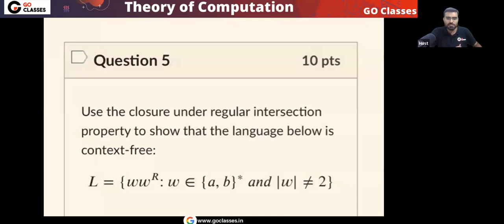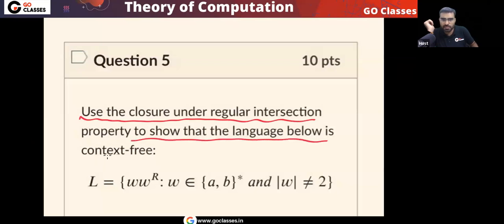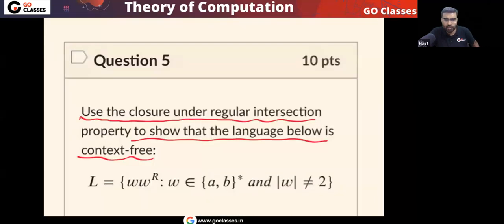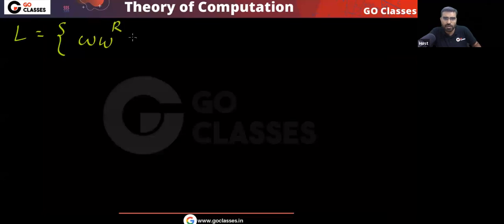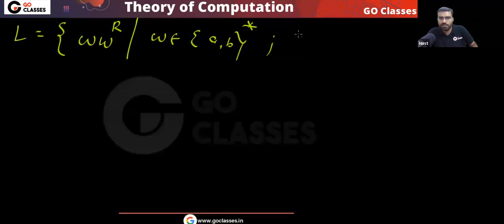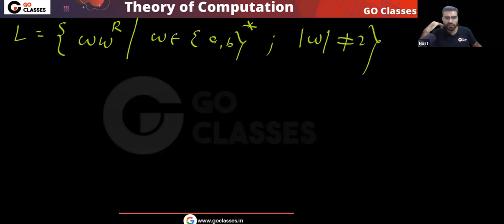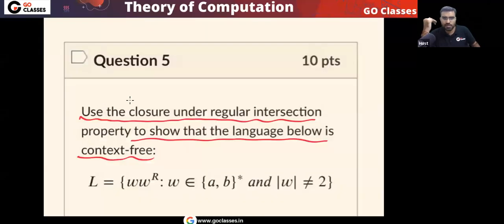Tell me the answer for this question. Use the closure properties to show that this language is context free. Your language is WW reverse, where W belongs to {a, b} whole star, and the length of W is not equal to 2. So how to prove that this language is CFL using closure properties?